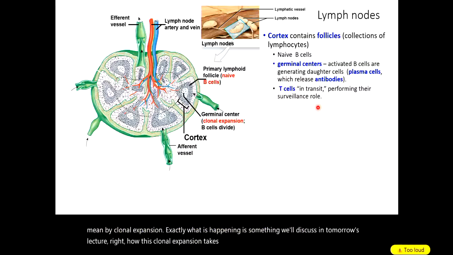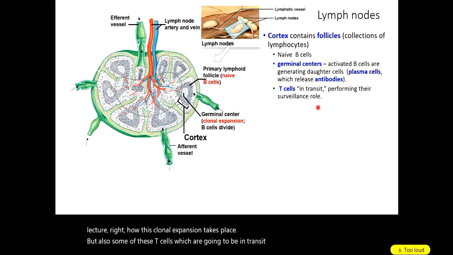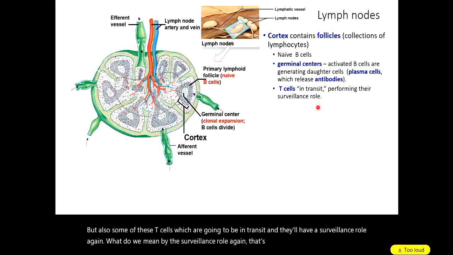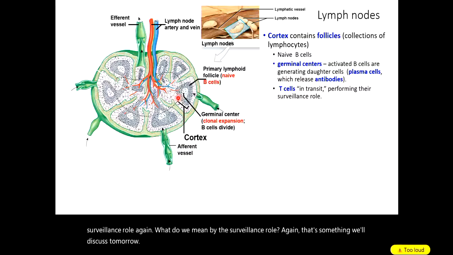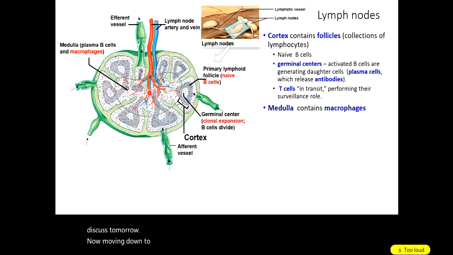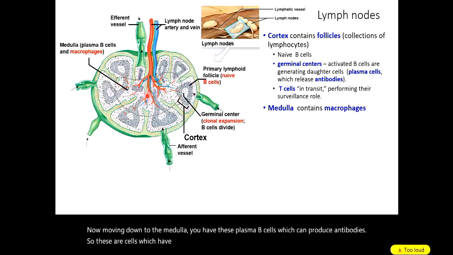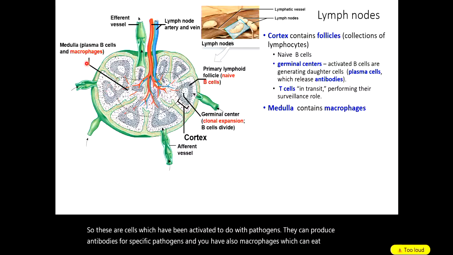There are also some T cells which are going to be in transit, and they'll have a surveillance role. Again, what do we mean by the surveillance role? That's something we'll discuss tomorrow. Now moving down to the medulla, you have these plasma B cells which can produce antibodies. So these are cells which have been activated to deal with pathogens. They can produce antibodies for specific pathogens. And you also have macrophages which can eat up pathogens if they encounter them.